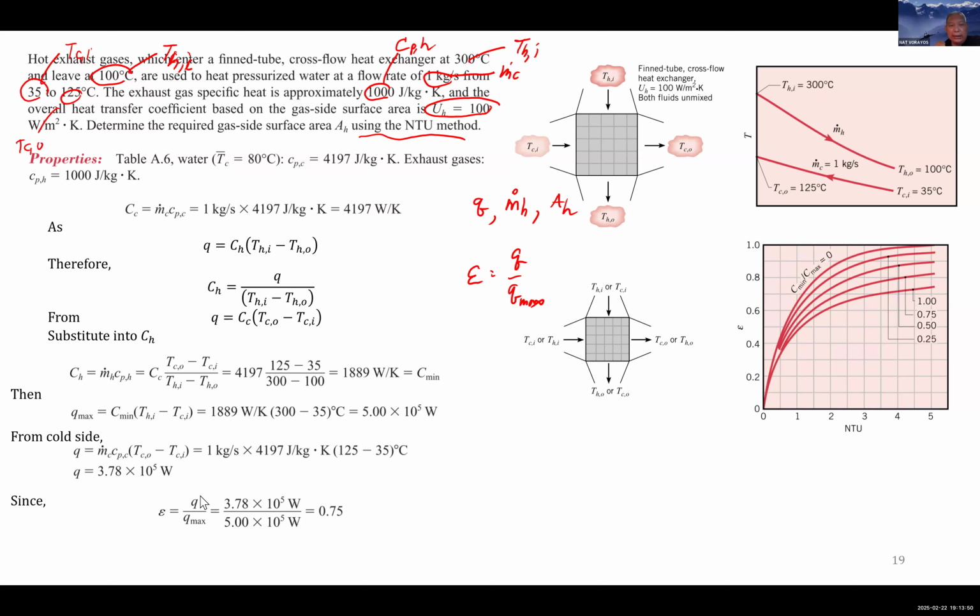And after that, Q over Q max: you already got Q, you got the Q max. You substitute the Q max and Q over here, you're going to get your epsilon, right? And then you know what your C min and your C max are. You substitute them in, you're going to get 0.45, which is the CR.